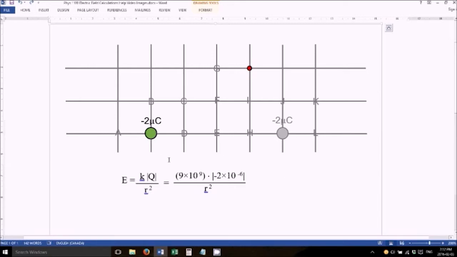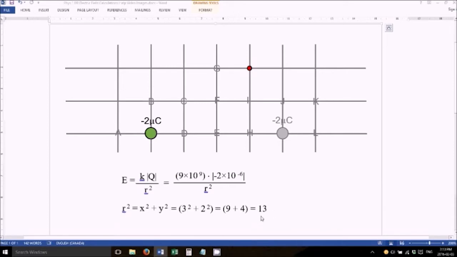Recall that each of these grid steps is supposed to be 1 meter in length. So we can figure this out using Pythagoras Theorem. It's just going to be the x component squared plus the y component squared. The x component would be 1, 2, 3 meters over. The y component is going to be 1, 2 meters up. So we can find r squared using the following calculation: 3 squared plus 2 squared gives us 9 plus 4 equals 13. And that's equal to r squared.